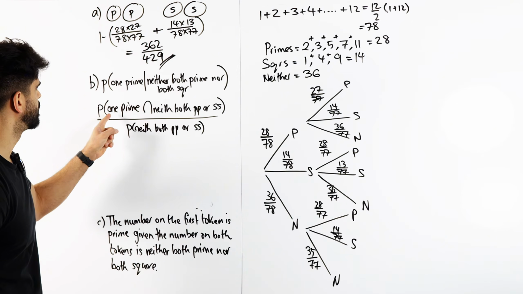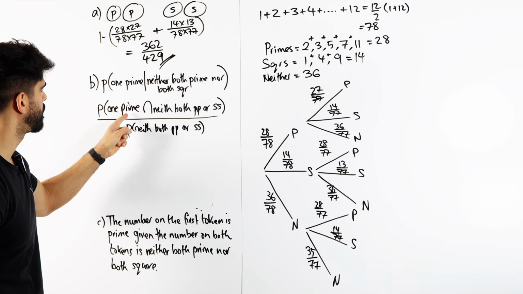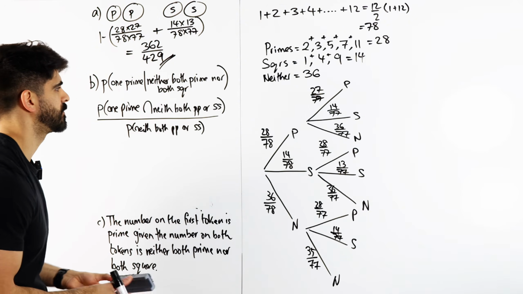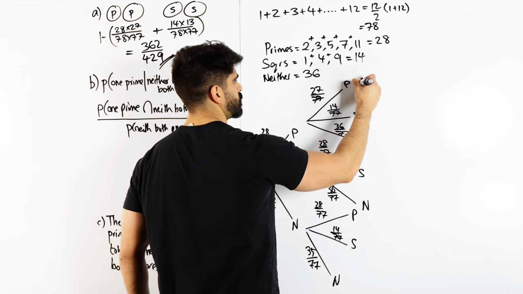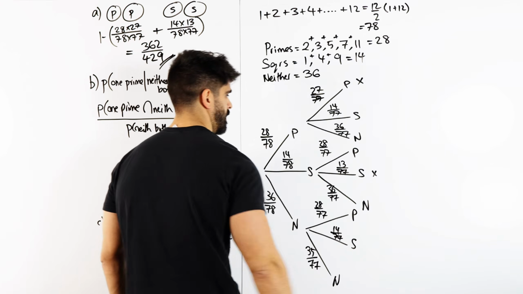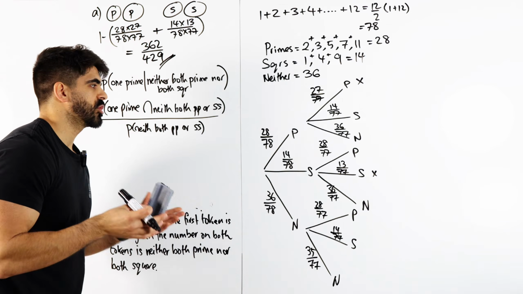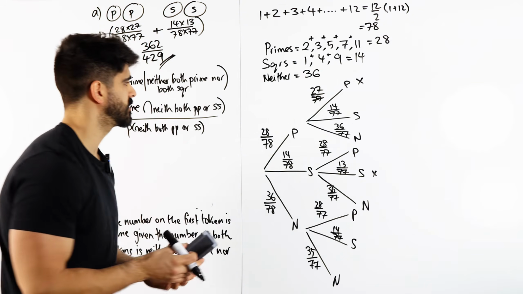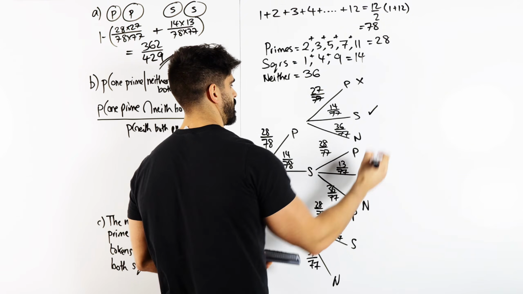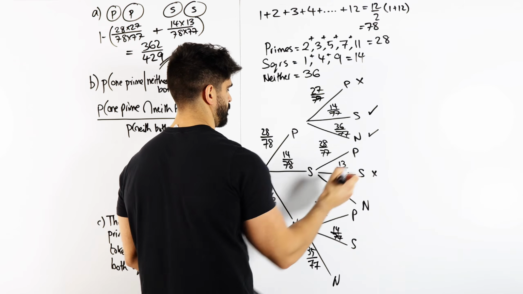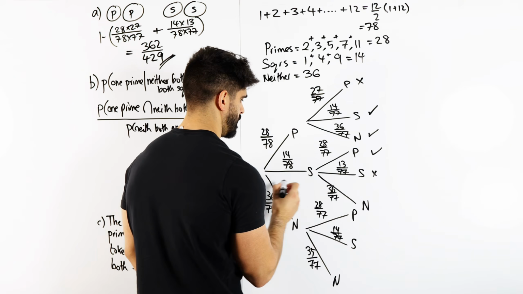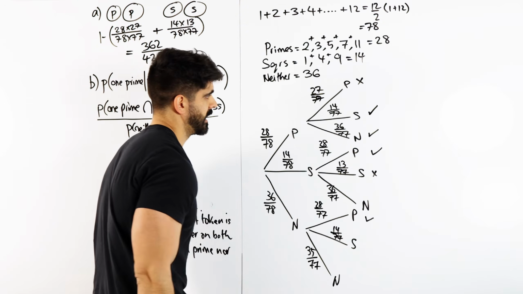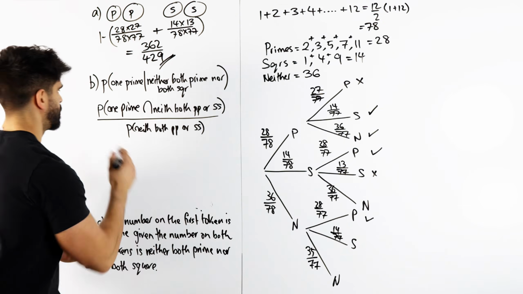What does it mean to have 1 prime and neither both PP or SS? Basically, we just don't want these two options, and we just want the options where you have 1 prime. So you could have PS, which is all good. You could have PN. You could have SP. SN, not good enough, there's not 1 prime there. We could have NP. And that's it. There's 4 options. Let's just write them down.